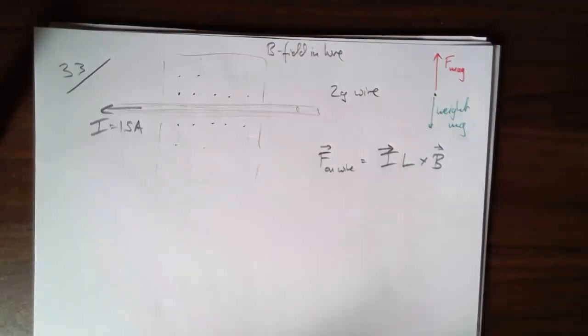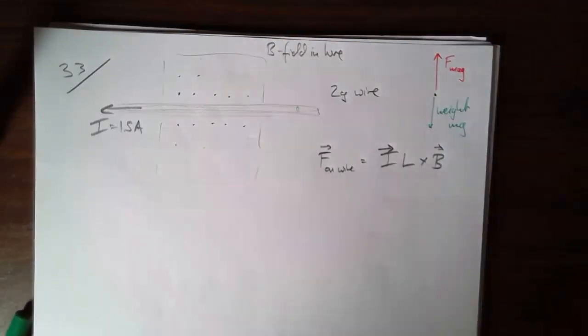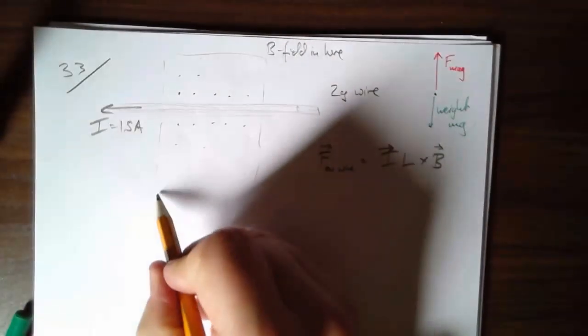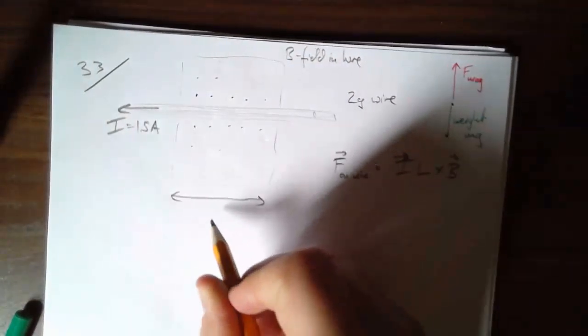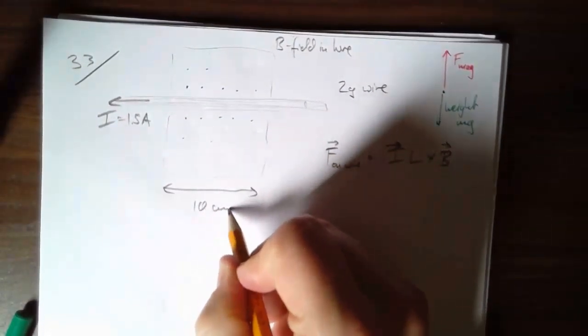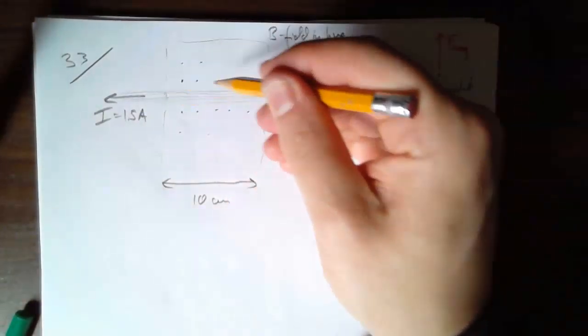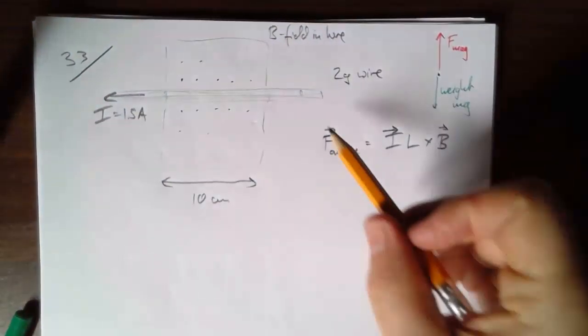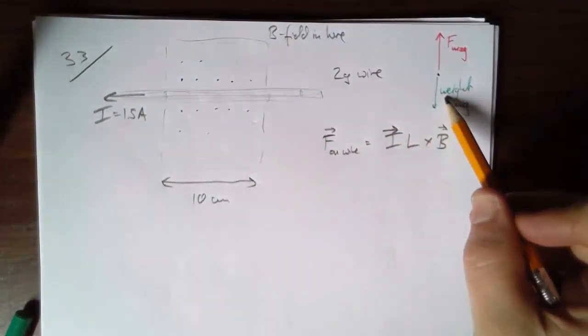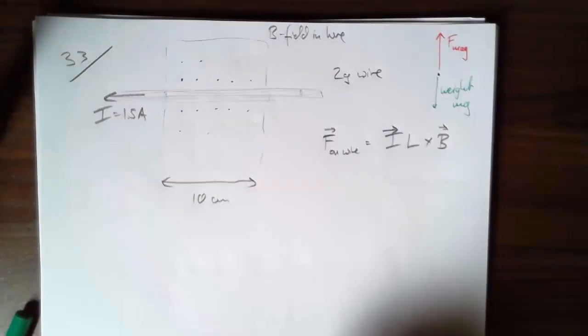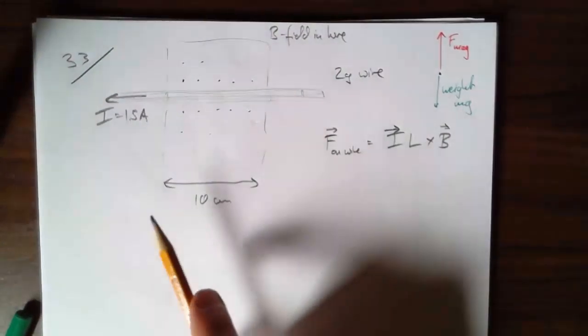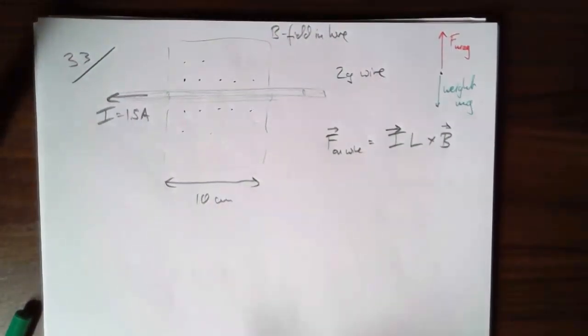The length of the wire, now we don't know the length of the wire, but what it does tell us is that the length where there is magnetic field is, in my case, 10 centimeters. And of course, when I put L in here, I only count the area where there's magnetic field, right? I don't care how much longer the wire is out here. It's not going to change the magnetic force on it. So the L is going to be 10 centimeters in this case.